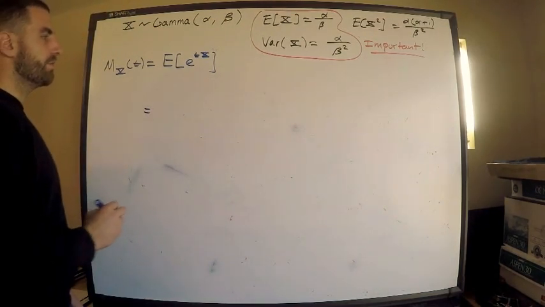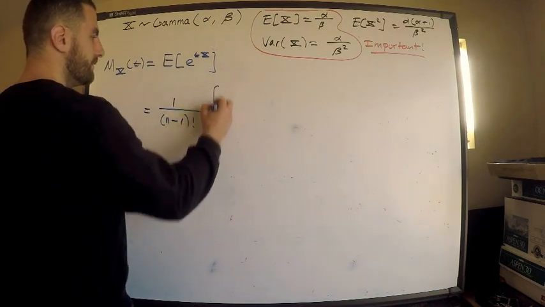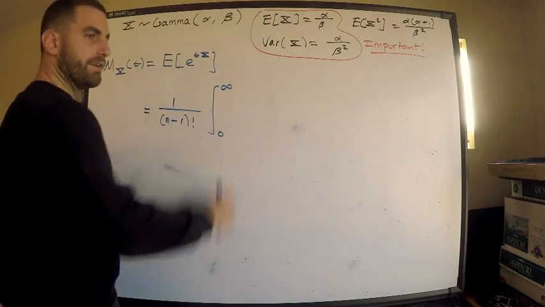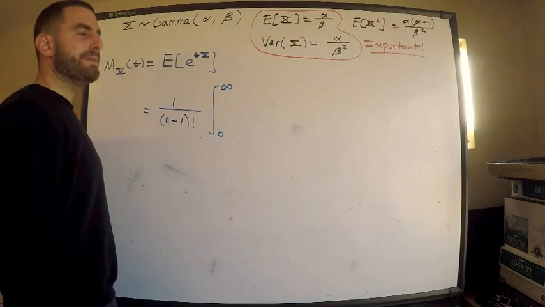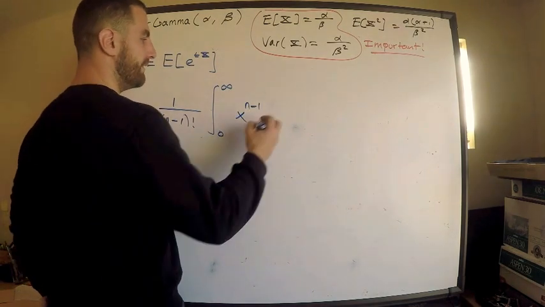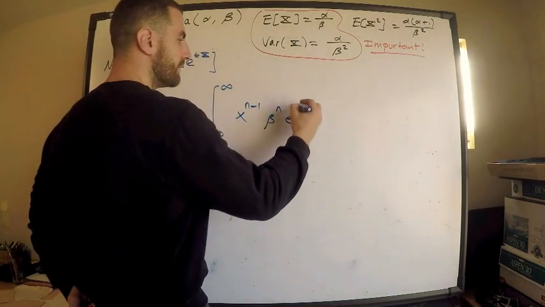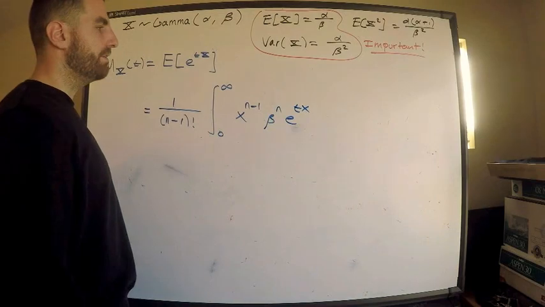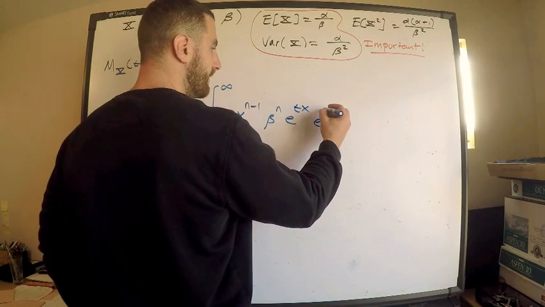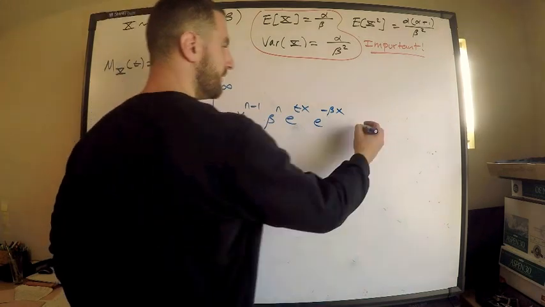This is equal to, if you recall, what I had was the following: 1 over n minus 1 factorial, integral 0 to infinity. I had these powers of x, it's actually going to be x to the n minus 1. I have beta in here, beta is going to be the power n. Now I have this e to the tx, and now I'll use little x because it's now in the integrand. And then I have e to the negative beta x. So this looks good, dx.